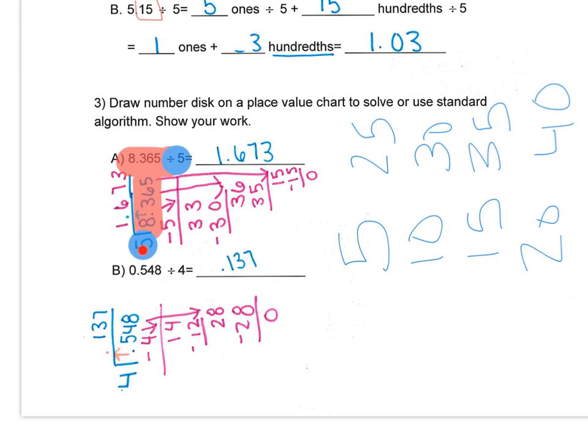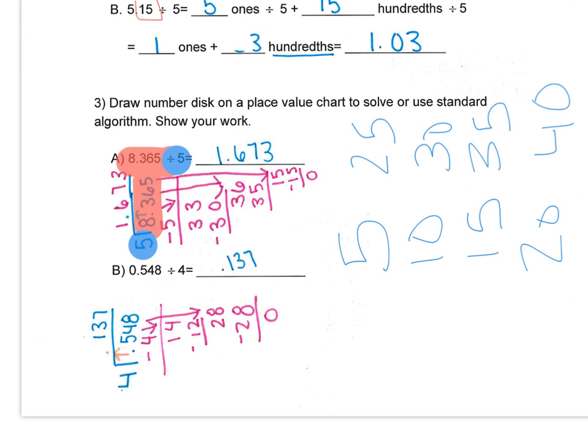How many times can 5 go into 33 now? So 5, 10, 15, 20, 25, 30. 30, because 35 is too much. I don't have enough to do that. So 30, and that would be 1, 2, 3, 4, 5, 6. 6 goes up top. 6 times 5 is 30. Then I'm going to subtract again. 33 minus 30 is 3.